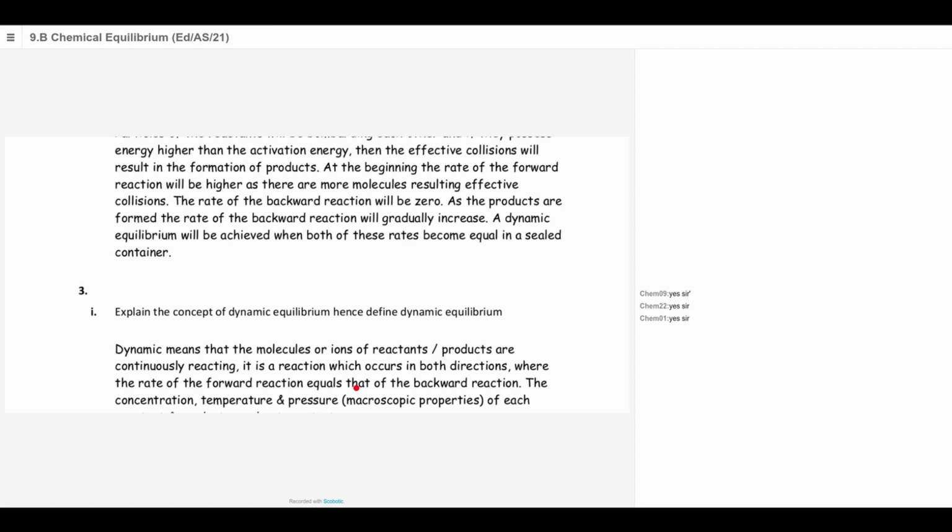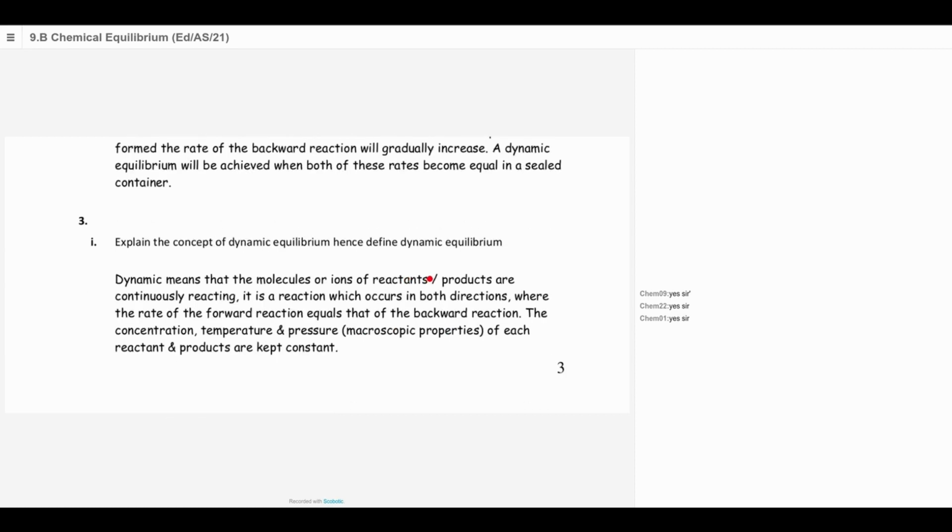In fact, all chemical equilibria are dynamic equilibria. As I mentioned last week, there are two types of equilibrium, static equilibrium and dynamic equilibrium.